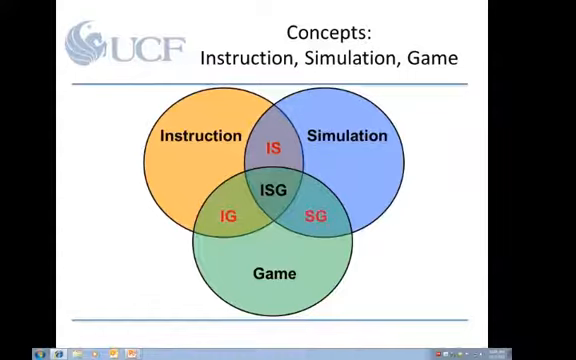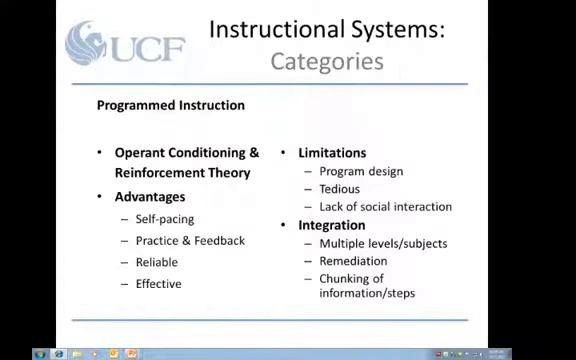And simulations can be instructional and can also be games. Instruction can include simulations and can be a game. And gaming can be instructional and can also include simulation. So we have these overlaps between each of the two elements, and then also the smaller overlap, ISG, in the middle that includes the three of them. And all of these can be done independently, but can be included together to be a component of the instructional system.